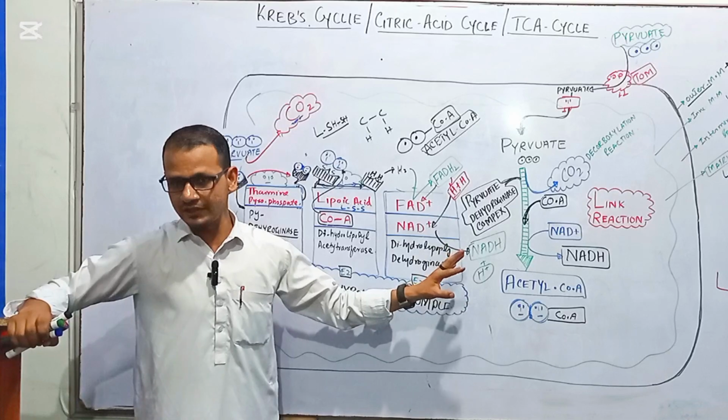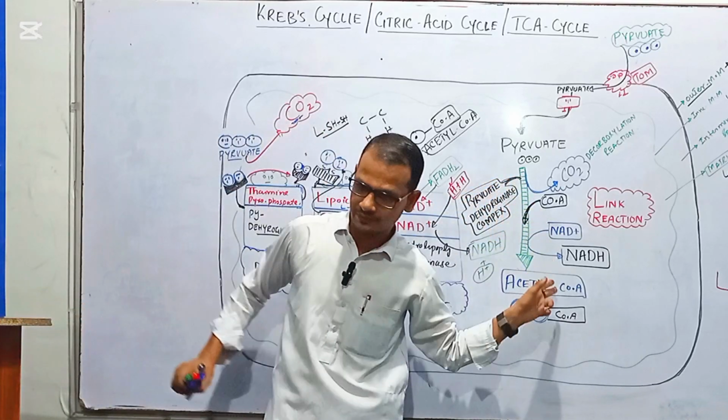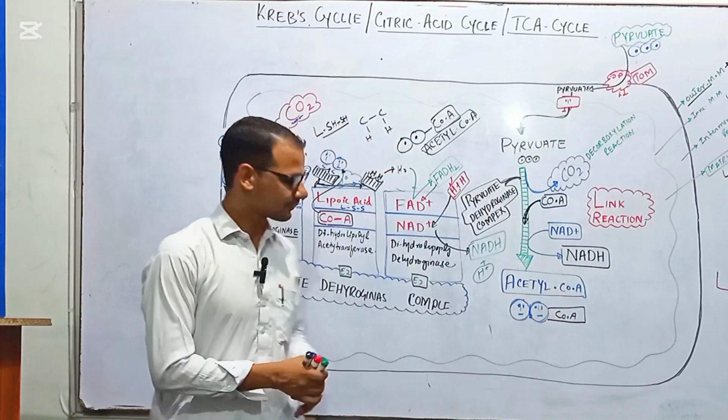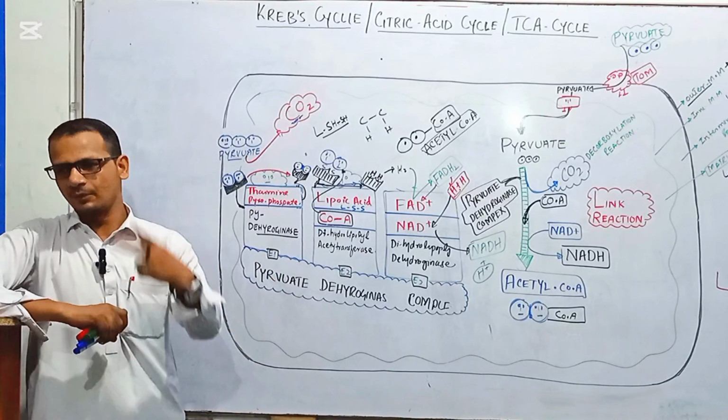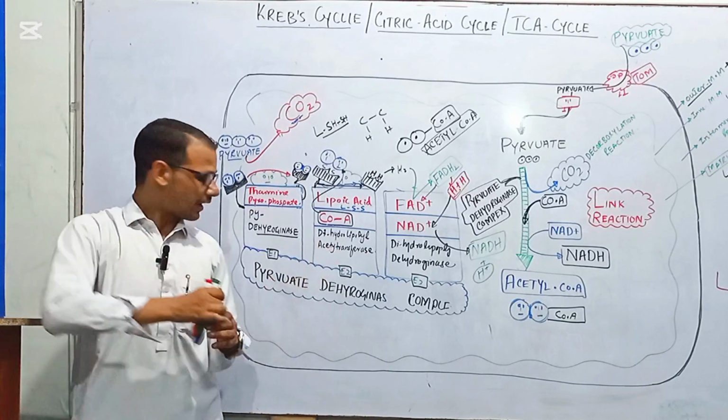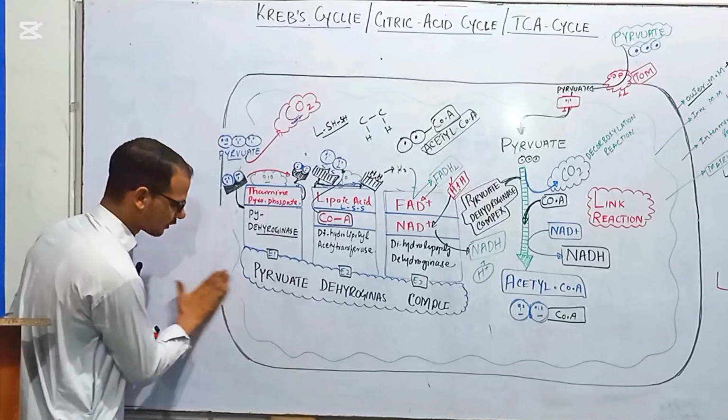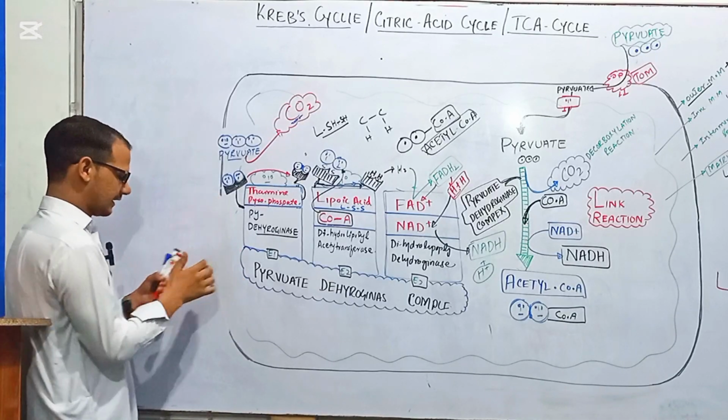Right? So now it is clear how this link reaction takes place. But these are the three components of this complex. There are two other components. But how this enzyme is regulated, first this is important. How is this enzyme regulated?